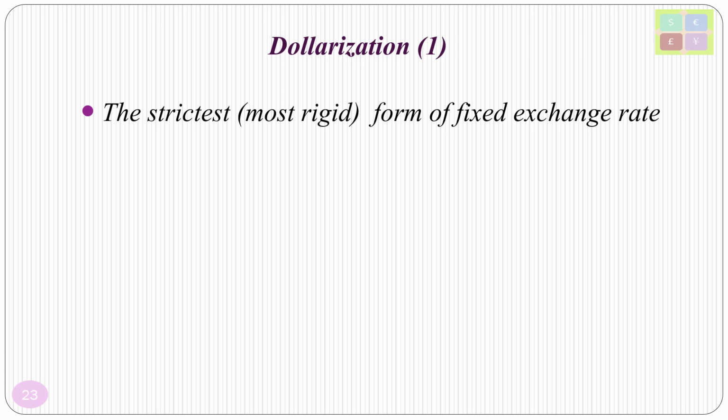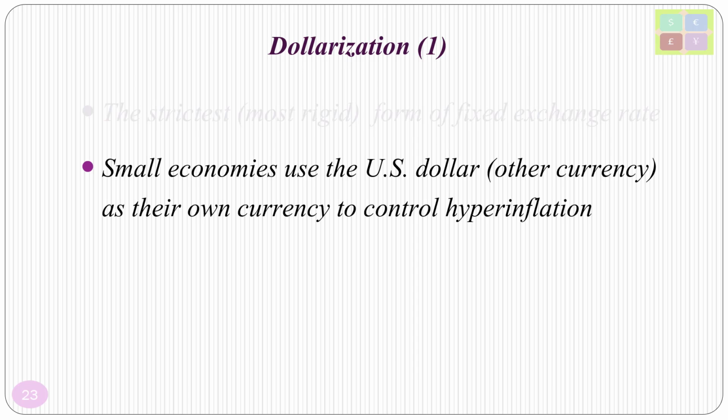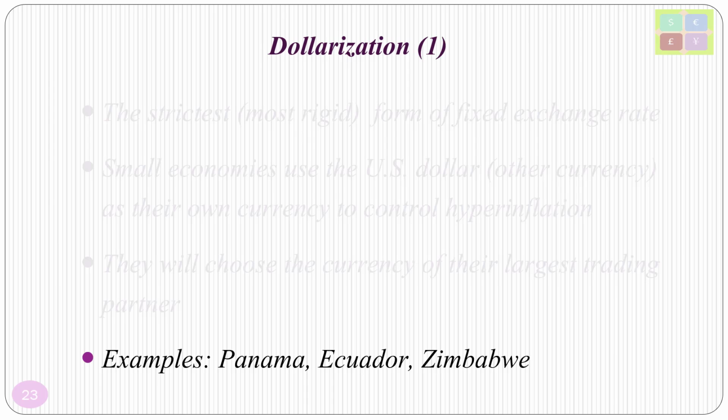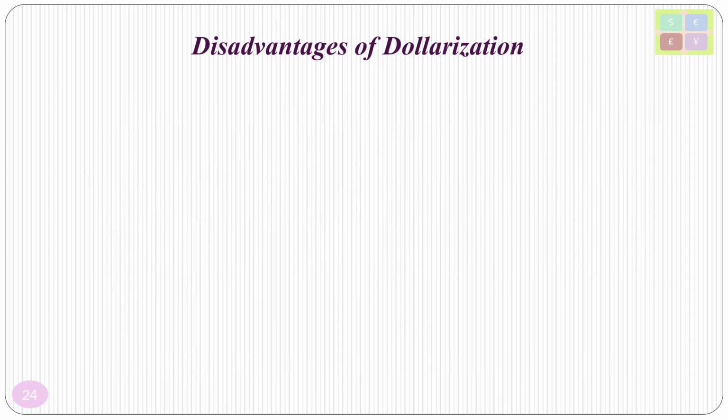This is the strictest form of fixed exchange rate. Small economies use the US dollar or some other currency as their own currency to control hyperinflation. They will choose the currency of their largest trading partner. Examples of dollarization are Panama, Ecuador, Zimbabwe. Dollarization can control hyperinflation, but it also has some disadvantages.